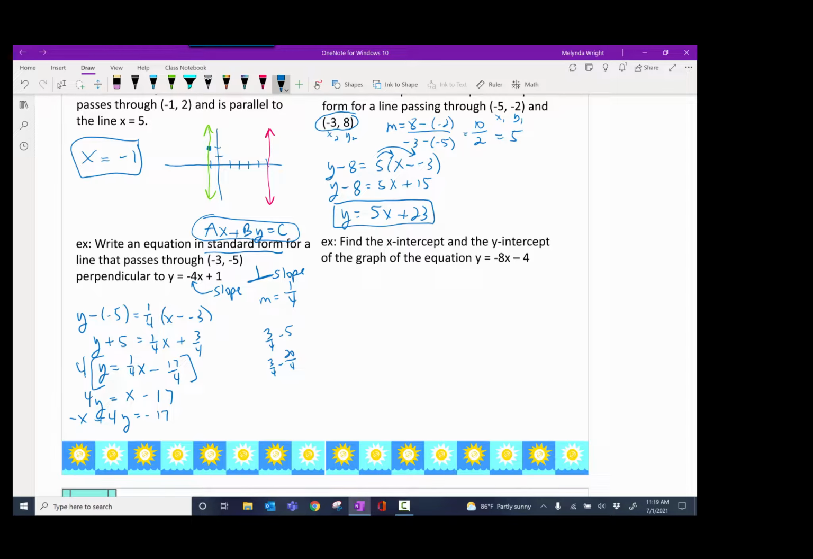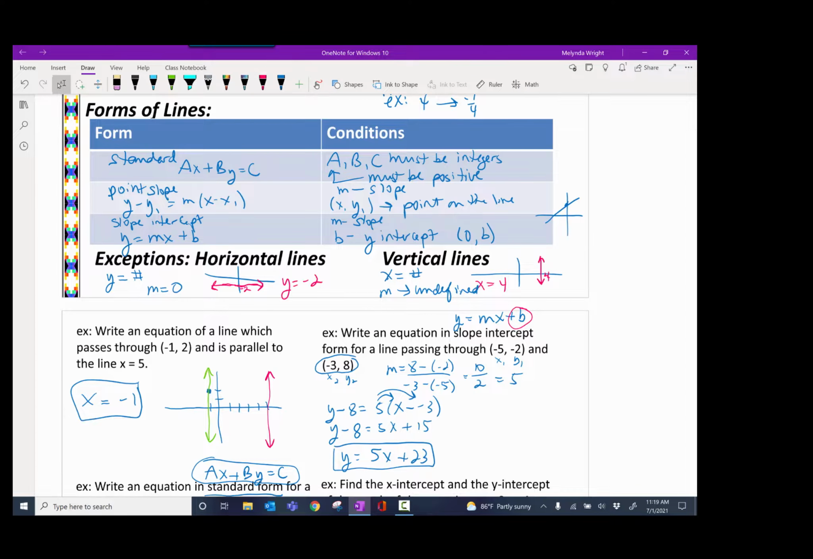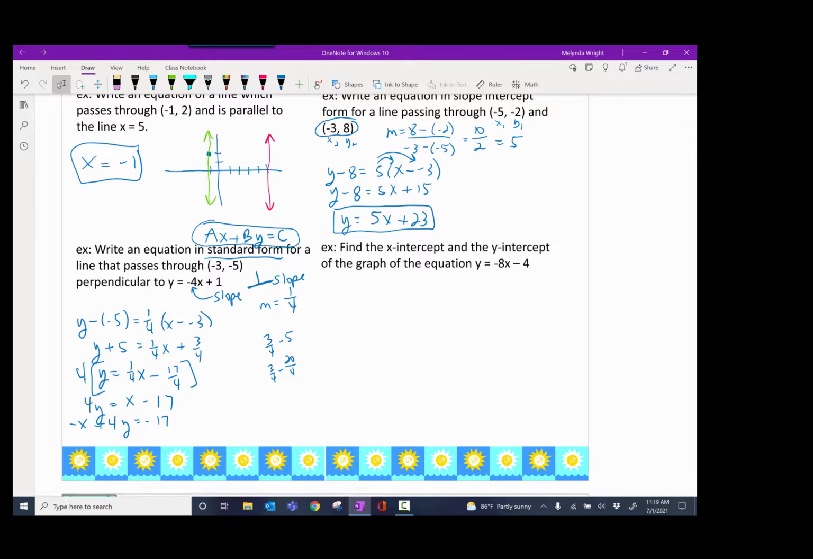Let's see if we have satisfied everything we want. Let's remind ourselves, oh, a has to be positive. Remember that? A has to be positive. So let's finish this out. Multiply everything by a negative 1. And that gives us x minus 4y equals 17. Yay! So there's our standard form.